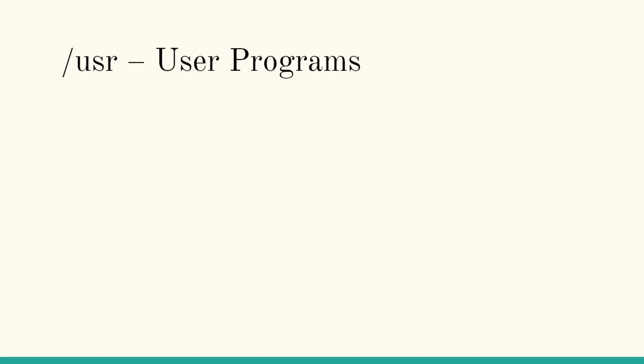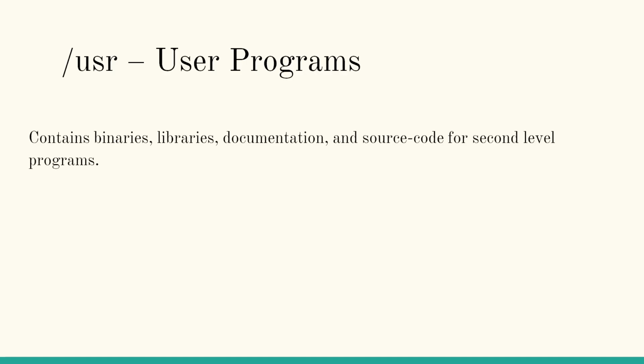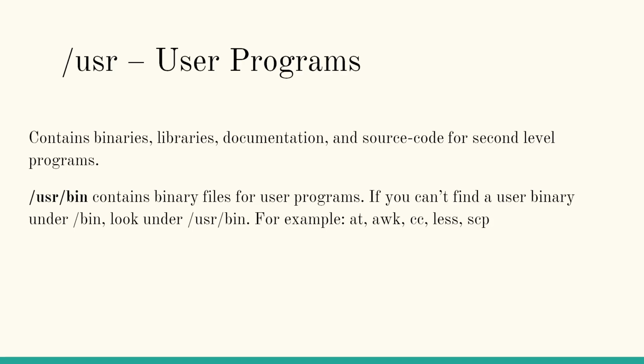The /usr, or user programs, contains binaries, libraries, documentation, and source code for second level programs. For example, /usr/bin contains binary files for user programs. If you cannot find a user binary under /bin, look under /usr/bin. For example, awk, cc, ls, scp, all of that will most likely be located under this directory.